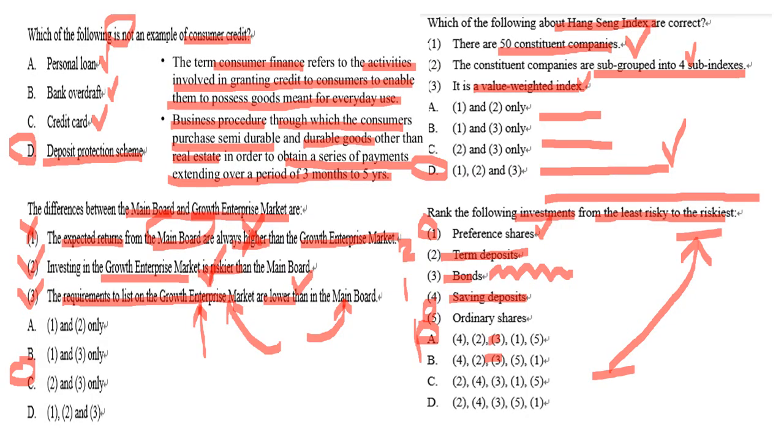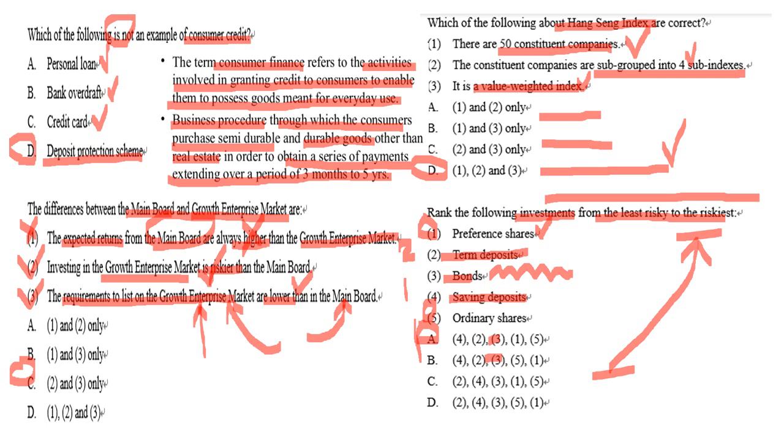Which of the following is not an example of consumer credit? The consumer credit here is called consumer finance, which refers to the activities involved in granting credit to consumers to enable them to possess goods meant for everyday use. It's a procedure through which consumers purchase durable and non-durable goods other than real estate. Real estate is not part of the consideration. It is used to obtain goods through a series of payments extending over a period of 3 months to 5 years.